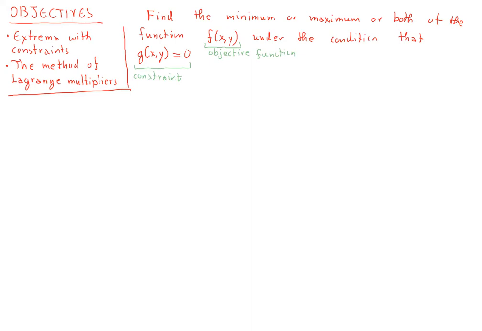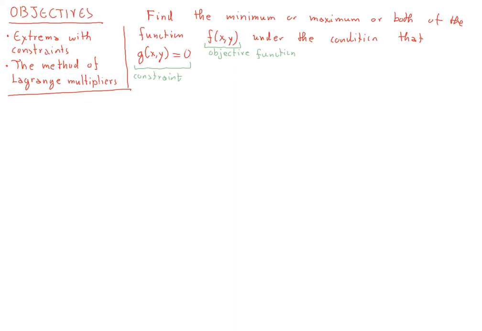What this method is going to give us is really critical points. And if we're lucky enough and we can guarantee that a minimum or a maximum or both exist, then we will be able to translate those critical points into extrema. So it's actually kind of interesting to see what we do in such a case.